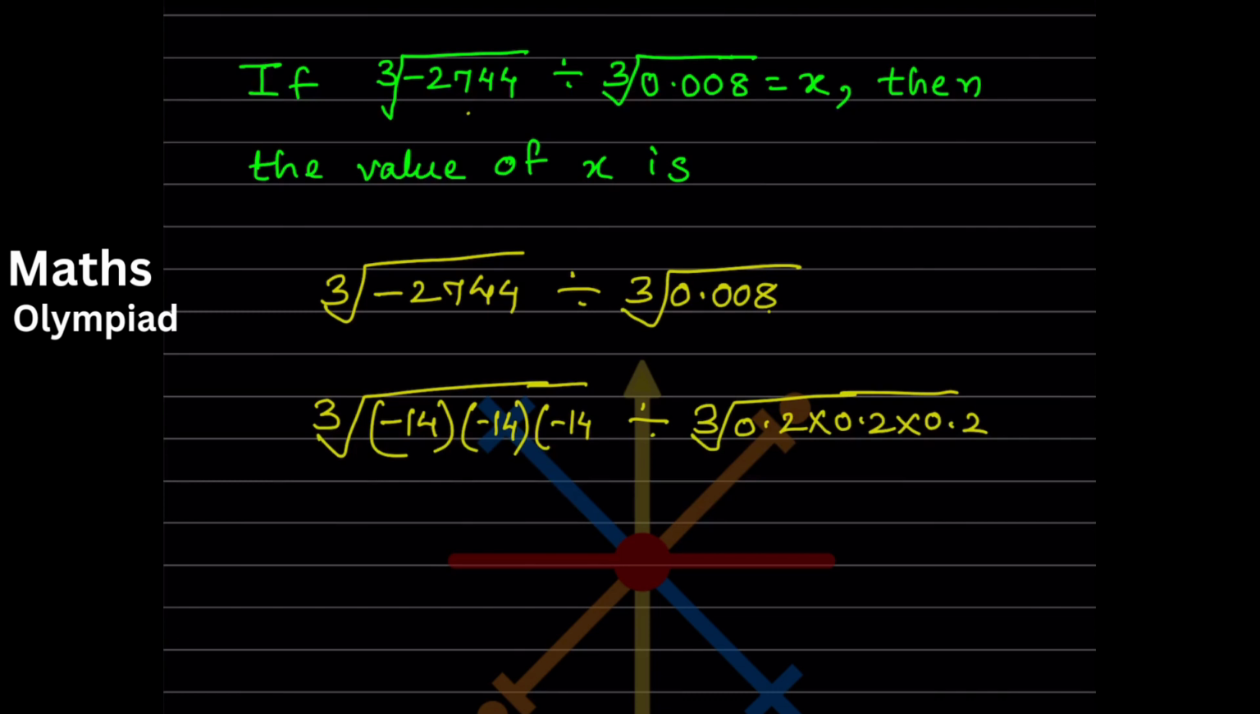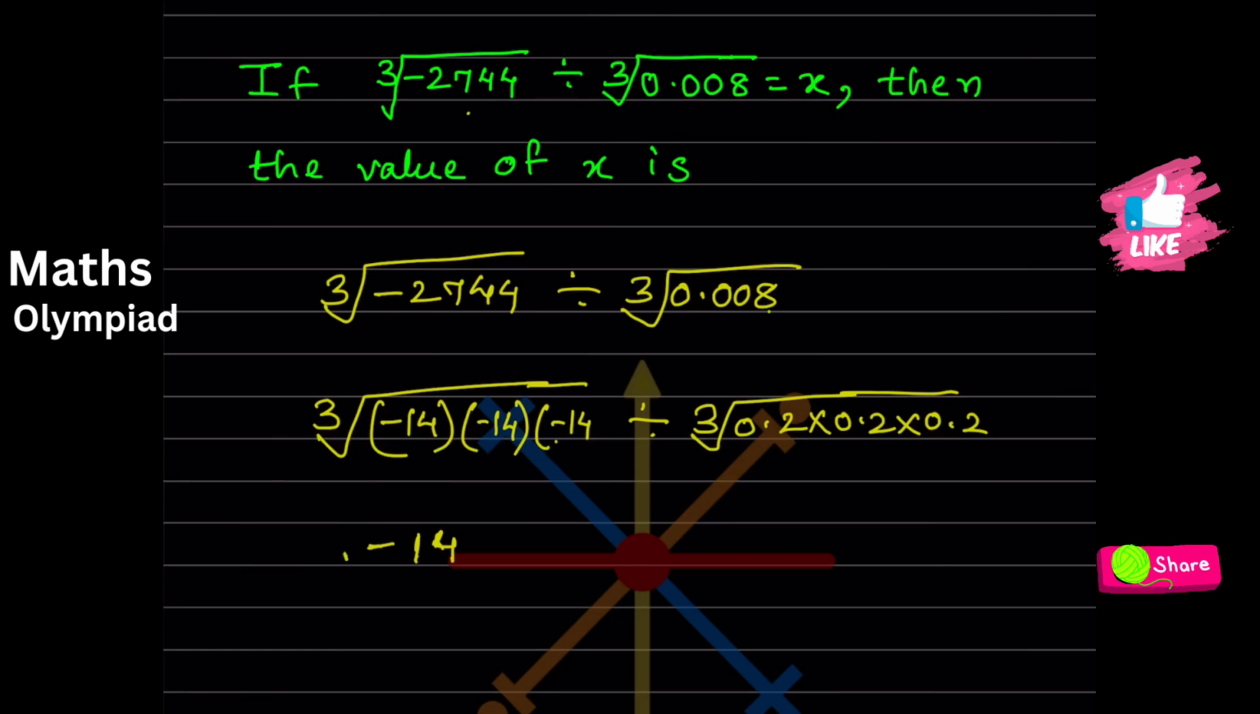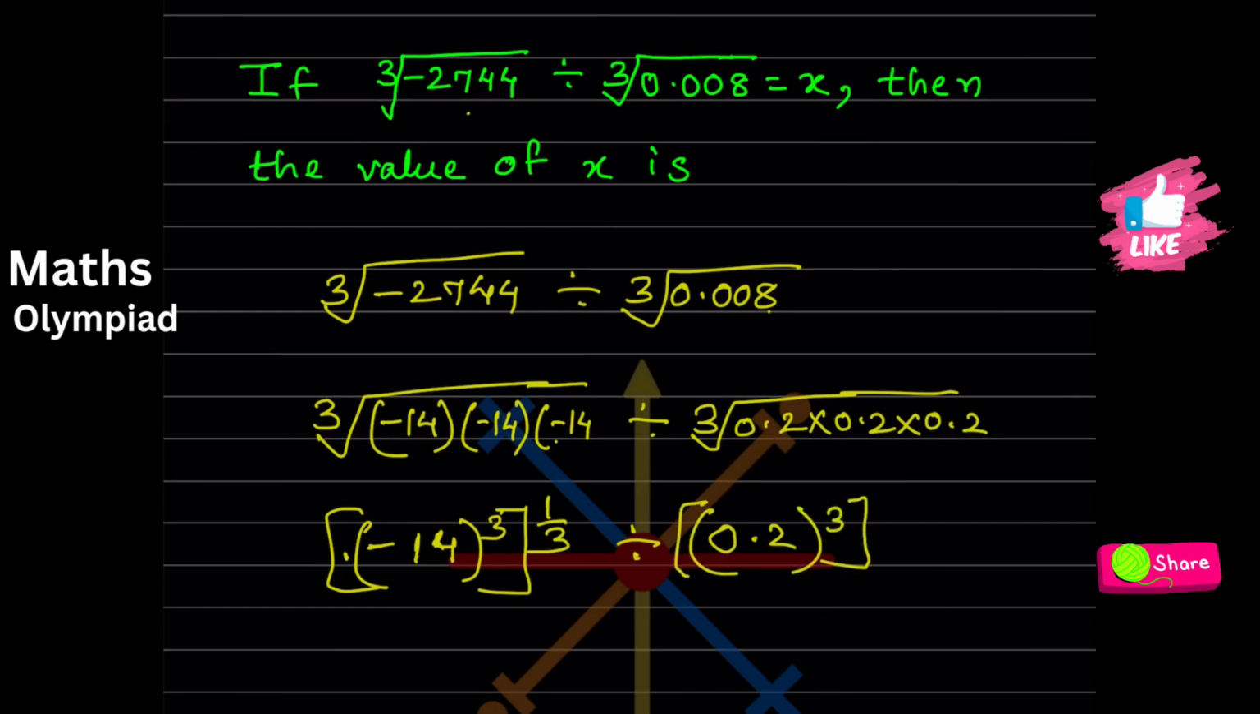So now what will you do? We will remove the cube root sign. Now see here, because if I'm writing here, this is 3 times. So minus 14, because this is 3 times. So if we write this one, this is 3 times. So when we remove the cube root sign, this should be 1 by 3. Hope you got this one. So same over here. If we are writing here 0.2, and if we write this 3 times, and we want to remove the cube root sign, this is going to be 1 by 3.